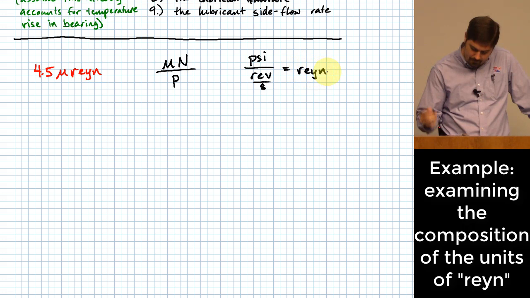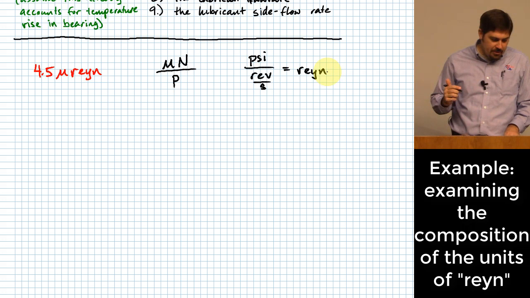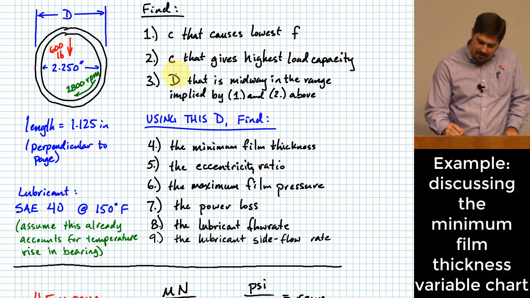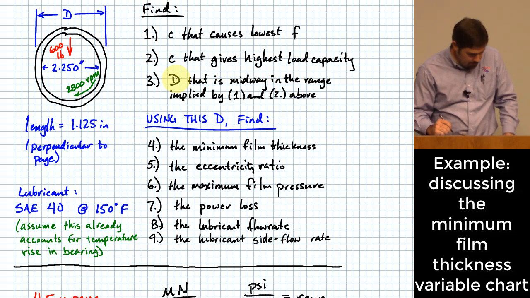All right, well now what do we do with this? Okay, remember what we're trying to do is figure out the C that causes the lowest amount of friction, and then we want to find a C that gives the highest load capacity. All right, so we go to figure 12-16, and I have that over here.